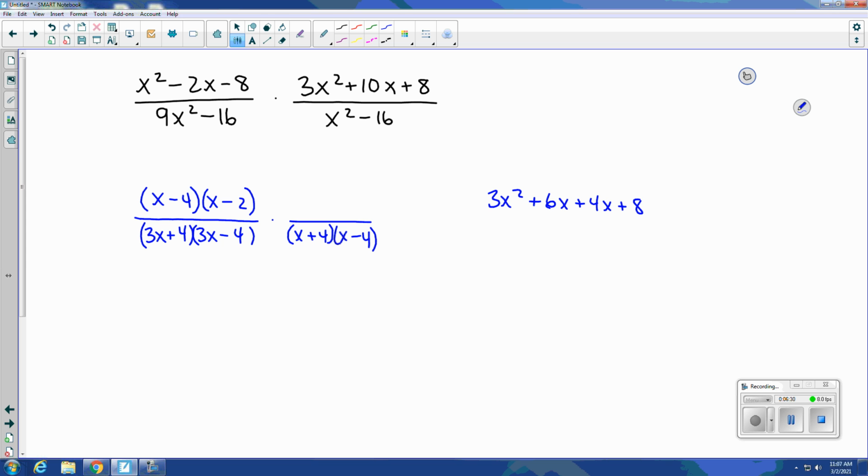Now we have a grouping problem. We're going to take out a 3x from the first group. And we're going to take out a 4 from the second group. So that now the two terms share an x plus 2, which we will factor out. And what's left over is 3x plus 4. So there's our factorization.